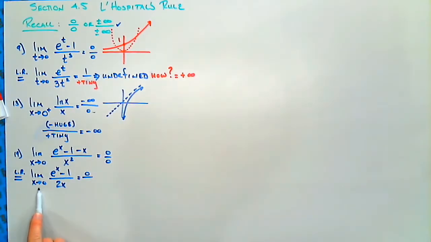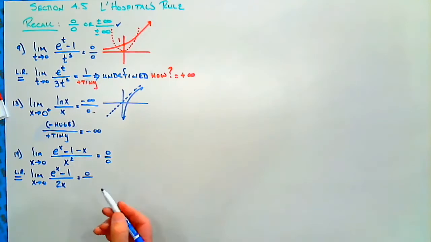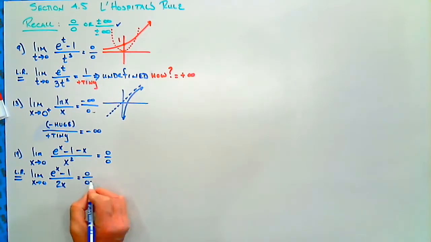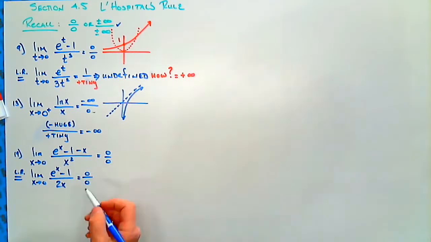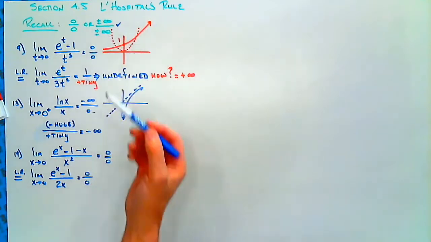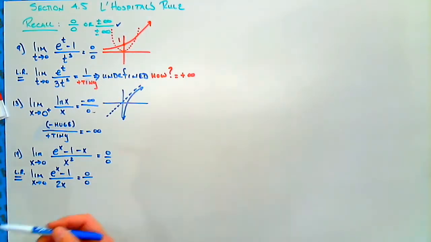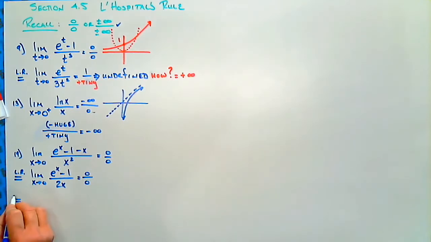So what happens when we plug 0 in here? We get 2 times 0. 2 times 0 turns out to be 0 again. Again, we're of the form for L'Hopital's rule. So what are we going to do? We're just going to use L'Hopital's rule again. There's no limitation on the number of times you can use L'Hopital's rule.